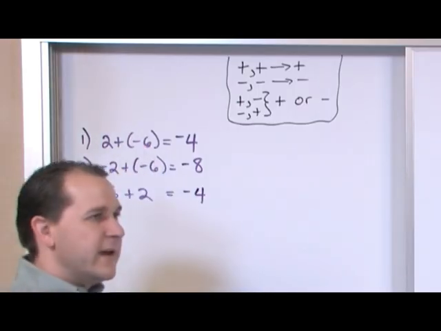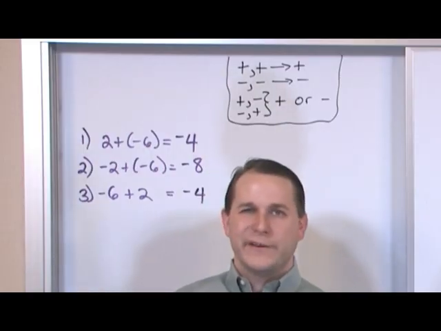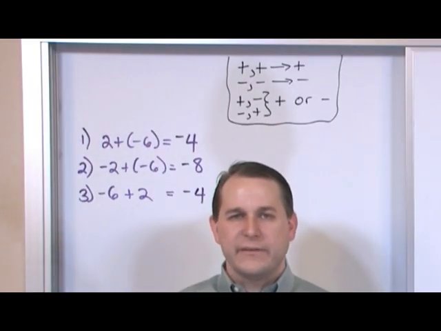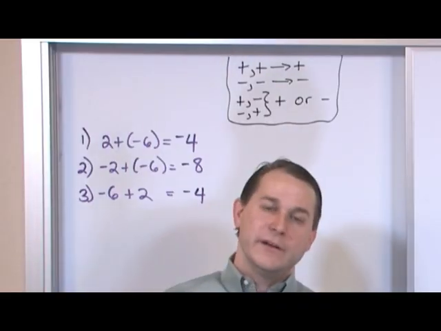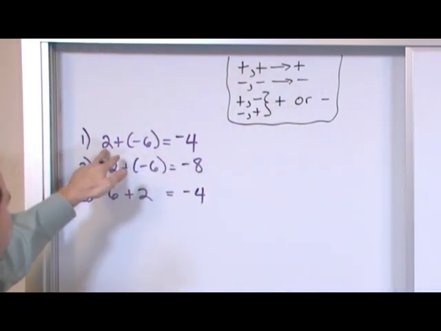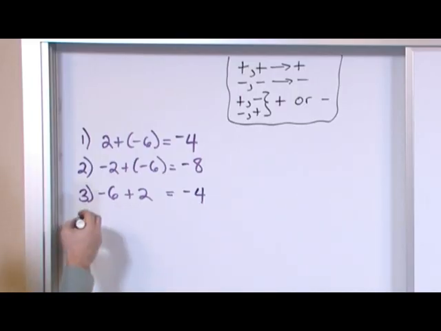This is no different than 3 plus 2 gives me 5, and 2 plus 3 gives me 5. The way in which you order the numbers doesn't matter at all. For regular numbers, 1 plus 3 is 4, and 3 plus 1 is 4. Flip them around, same thing. Same thing here. I've got 2 plus negative 6, and negative 6 plus 2 should give me exactly the same answer, and it does.